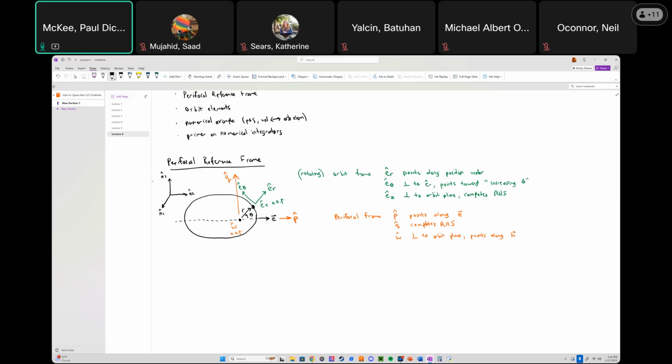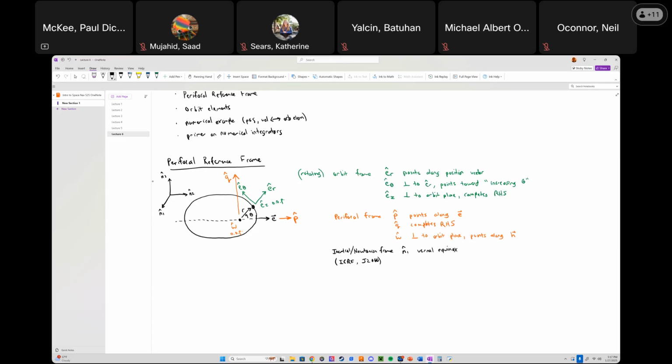And so then there's also, for the sake of just being consistent and getting these all in one place, the inertial or Newtonian frame. This is also known as the ICRF frame or the J2000 frame. And this has N1 pointing in the vernal equinox direction.